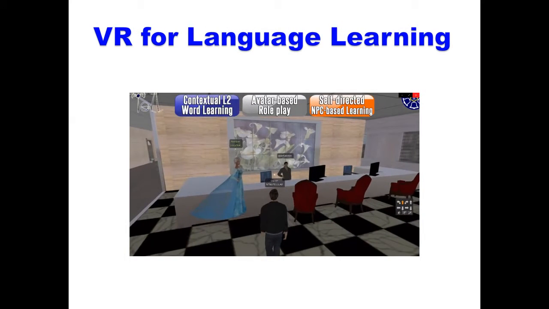Now let's watch a video to see how Chinese as a foreign language learners acquire Chinese vocabulary in 3 virtual contexts, including the supermarket, the kitchen, and the zoo. It also shows how role play can be done in such environment.